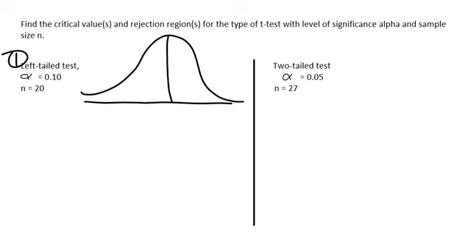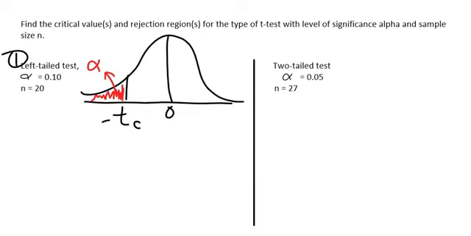Since this is a left tail test, my critical value is going to be to the left of the middle value. So notice here that whenever I get my critical value, it's going to be a negative number. The area under the curve is going to be alpha.